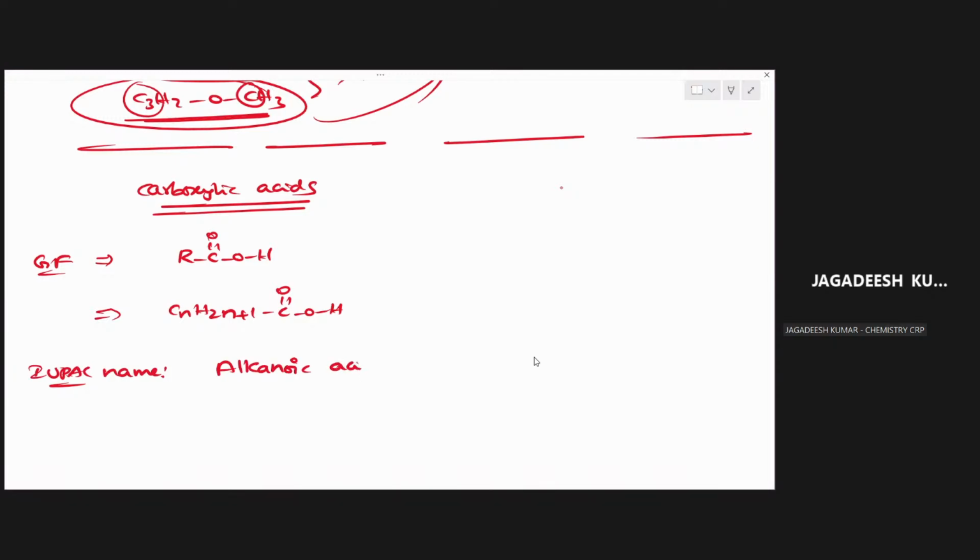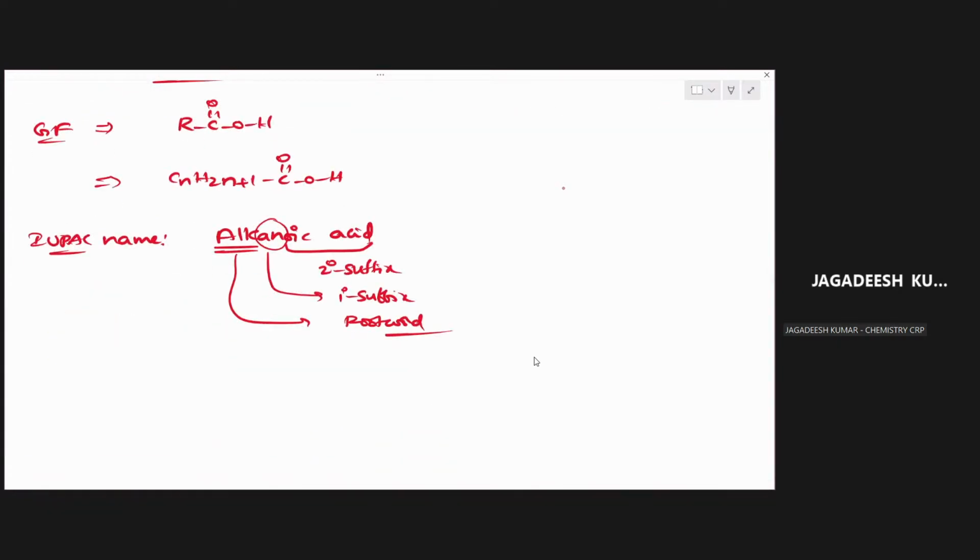Alkanoic acid. Here, this oic acid is nothing but the secondary suffix. Okay, oic acid is the secondary suffix. Ane is the primary suffix, we know this. And alk is the root word.